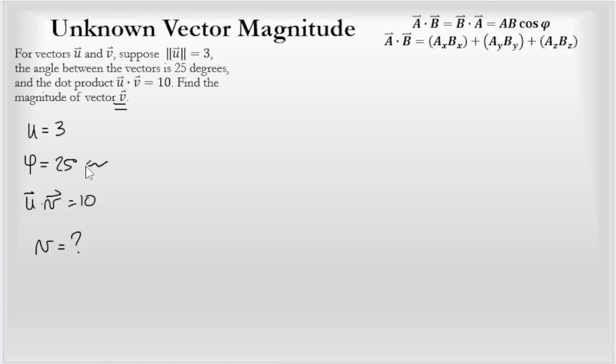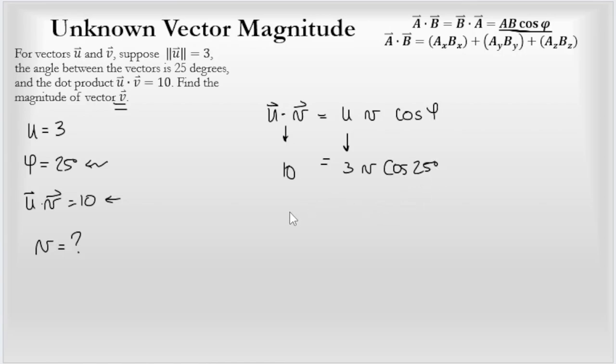Because I'm given an angle, I'm going to look at the first version I introduced to you, the AB cosine phi. And they actually gave me the dot product. So I'm going to write this out. U dotted into v equals the magnitude of u, the magnitude of v, times cosine of the angle between them. I know this quantity is 10. They tell me u is 3. They tell me I need to find v, and I have a cosine 25. So doing a little bit of algebra, just one step, v equals 10 over 3 cosine 25. And that's how I would find v.